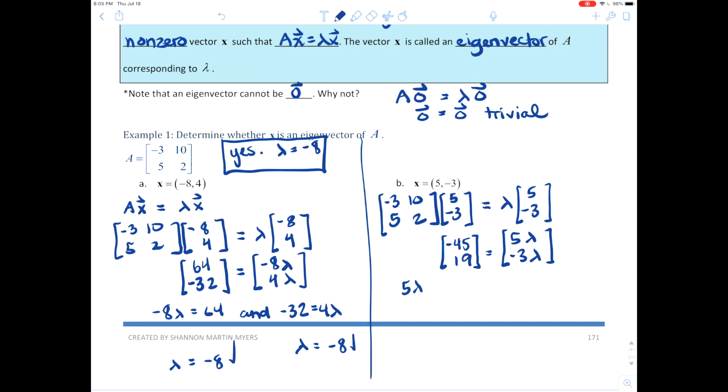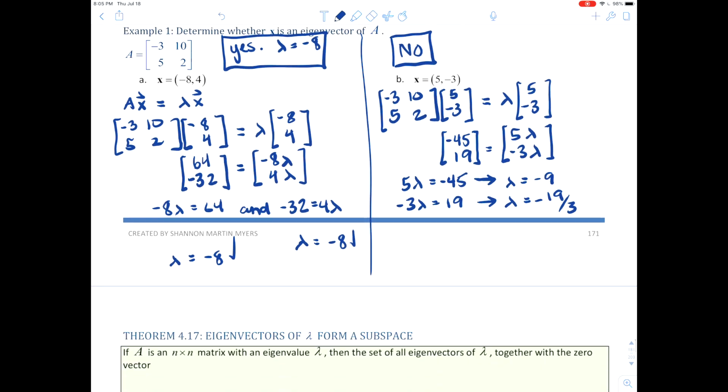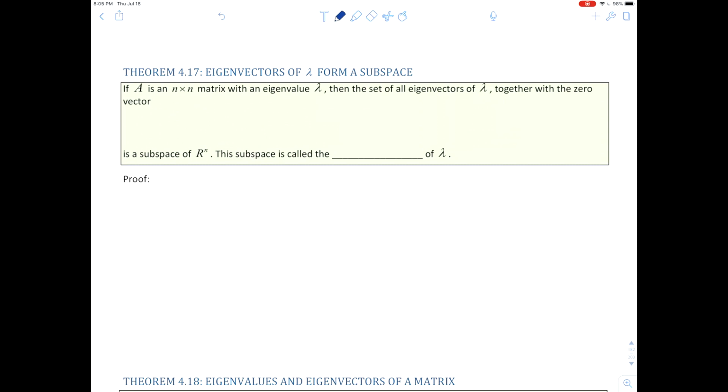So 5 lambda equal to negative 45 will give us, good, lambda equal to negative 9. But here, negative 3 lambda equal to 19 would give us lambda equals negative 19 thirds. And so we would have to say no for this one because the lambda doesn't match. All right? Okay, so now let's move on to our first theorem here for eigenvectors.